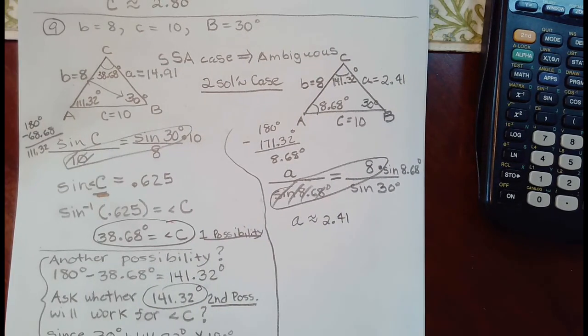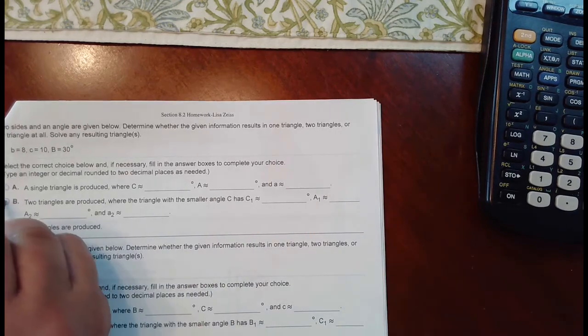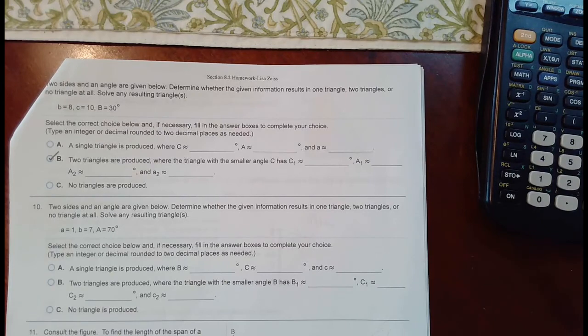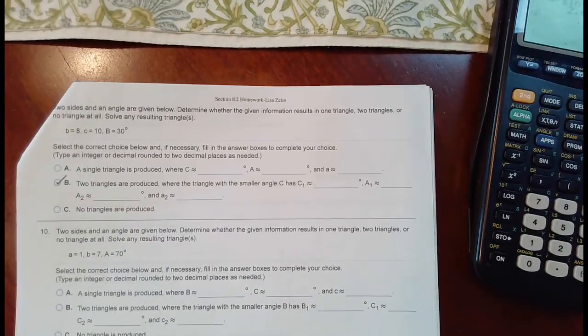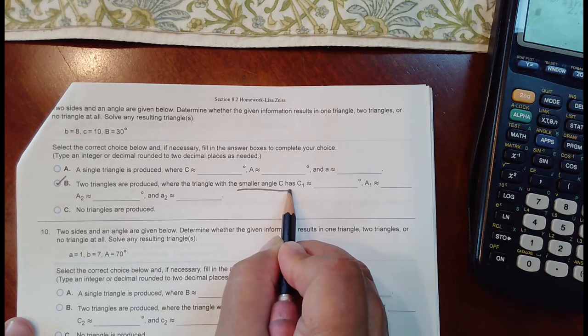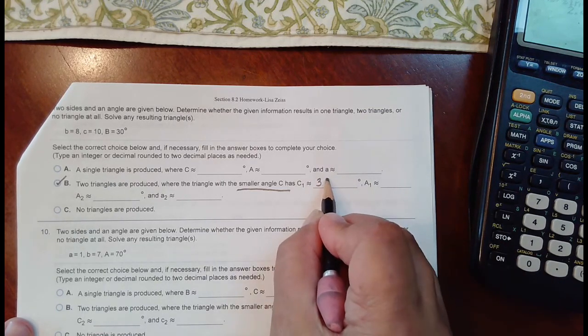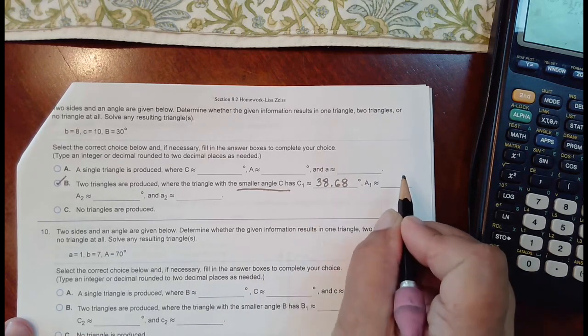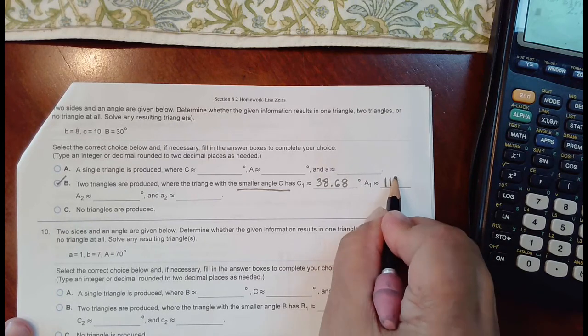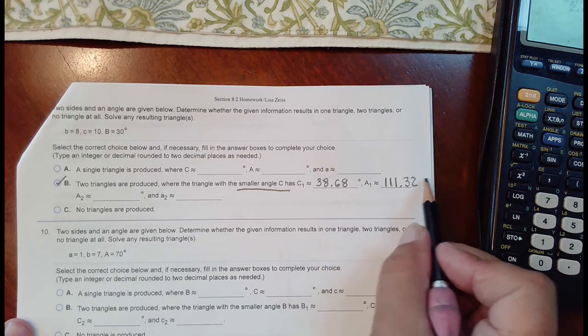So now just take all these answers and go back to the sheet with the answers. Okay, so it's this choice right here that there are two triangles that are produced. And let's see, how do they want these answers? Okay, two triangles are produced where the triangles with the smaller angle C. So be careful when you go to give these answers that you're paying attention to their prompts for each question. So the smaller angle C was the one with 38.68 degrees. And in that case, angle A was 111.32. I guess you don't have to put the degree symbols, it just got cut off here.